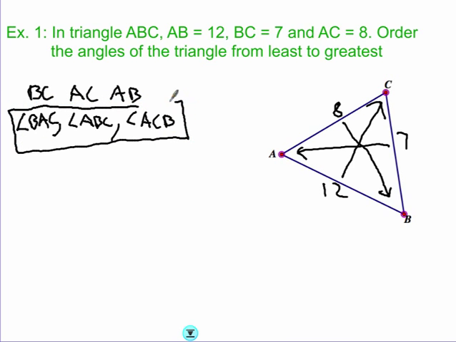Because we know that the shortest side is across from the smallest angle, and the longest side is across from the largest angle, then if I can put my sides in order using the information I'm given, then I can put my angles in order using that information. And that's all there is to it.